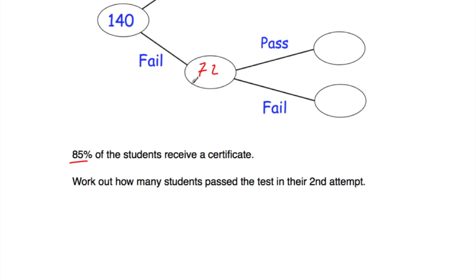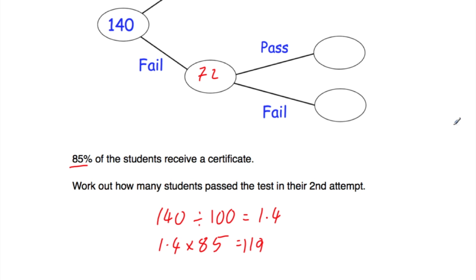This is quite nice. This is a calculator question. So we're going to take our 140, because there's 140 students. We're going to divide that by 100 to find 1%. So it's going to be 1.4. And then we're going to multiply that by 85. And that will tell us our 85%. So 1.4 times 85 is equal to 119. So altogether, 119 people get a certificate.